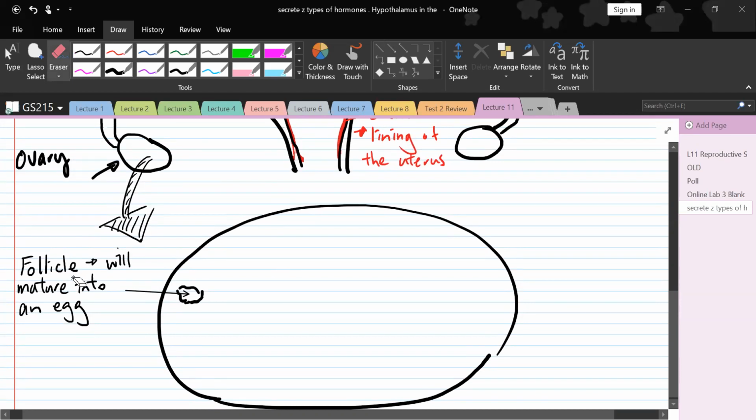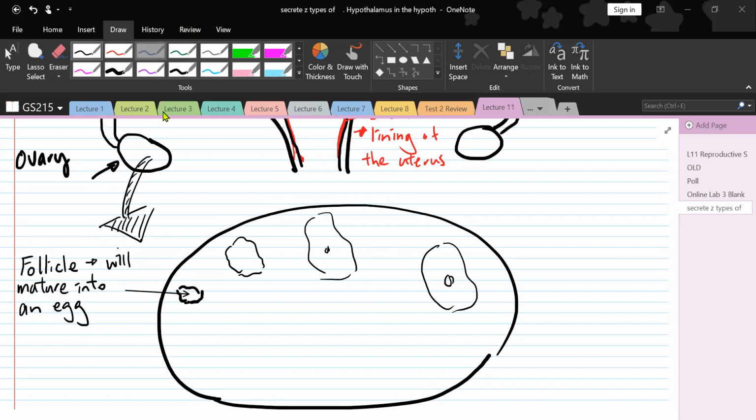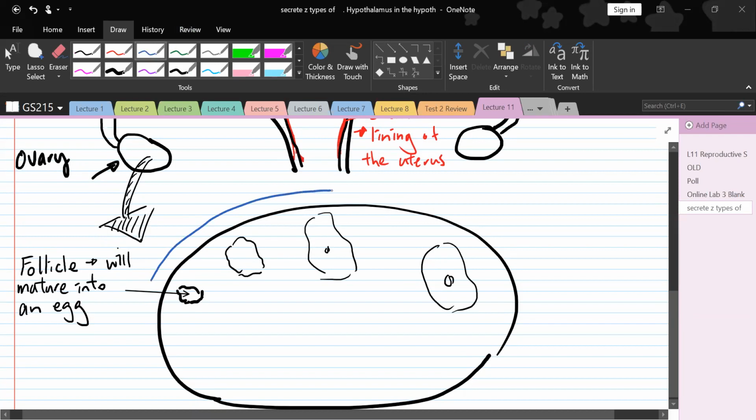So the follicle will grow under the influence of follicle stimulating hormone. We'll come back to that later. It will grow, okay, and then it will be ready in the end. Okay, so this happens during the first half of the menstrual cycle. Okay, and this phase where the follicle is growing is called the follicular phase.